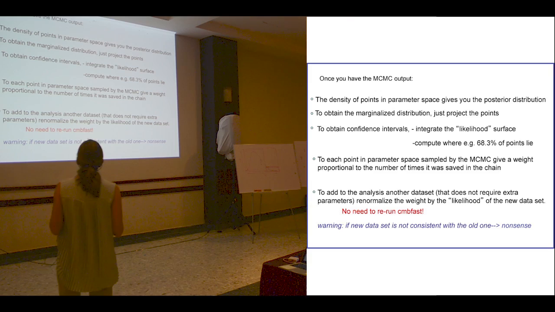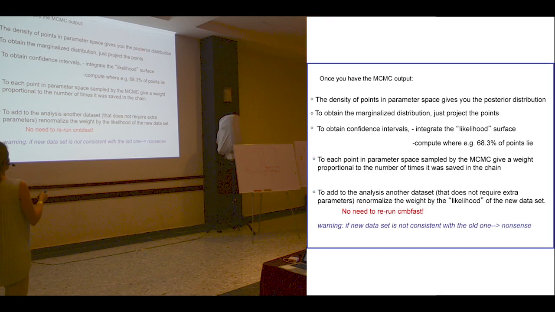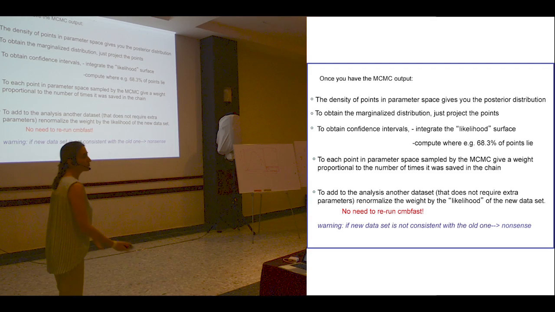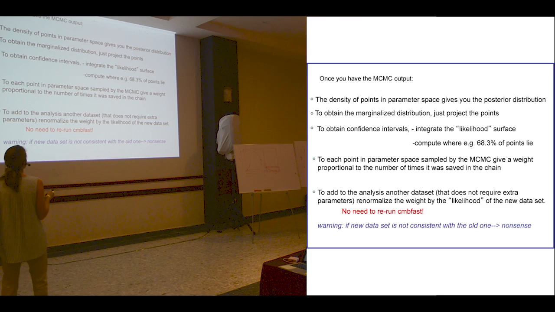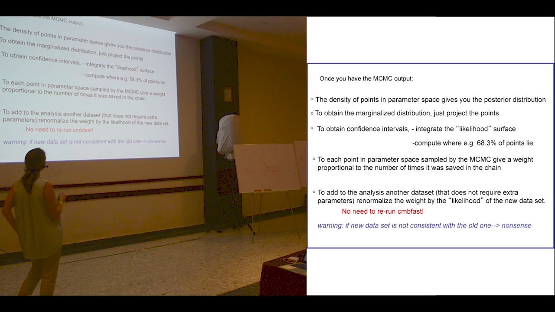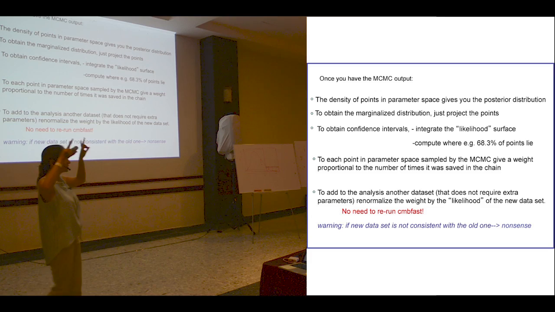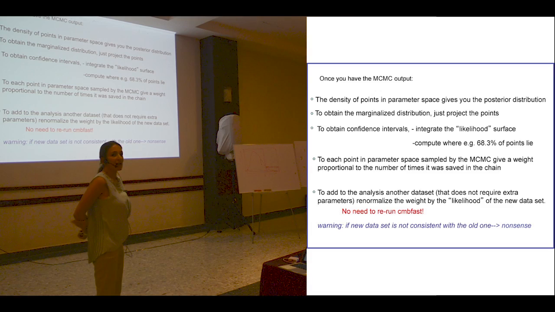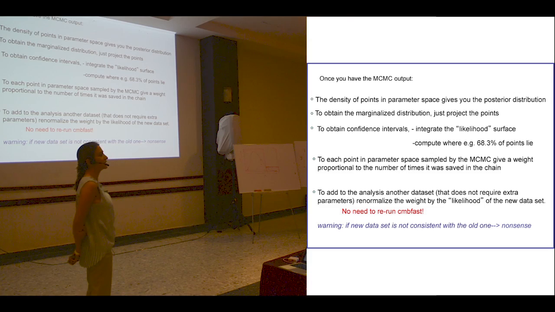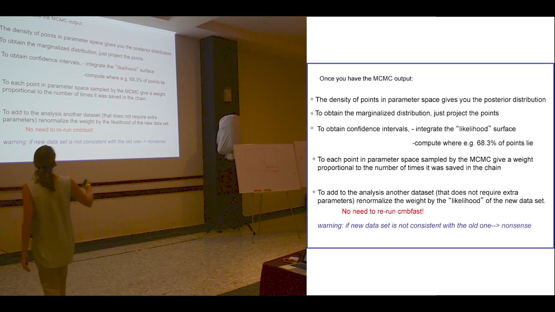The density of points in parameter space gives you the posterior distribution. But this density needs to be weighted by how many times you got stuck at each location. To obtain the marginalized distribution, just project, as was said before. Now, we don't have a multidimensional integral. And to obtain the confidence interval, you have to integrate the "likelihood" surface. Why do I say likelihood in quotes? Is it a likelihood? No, it's a posterior, right? So you're integrating the posterior, except that at least 50% of the papers I see still call it likelihood. That's why I put likelihood in quotes. It's really a posterior. And then compute, for example, where 86.3% of the points or weights are.